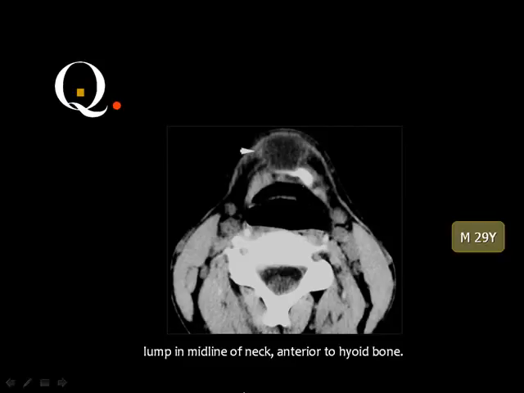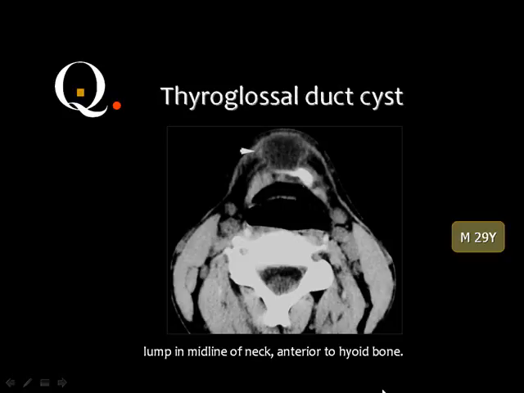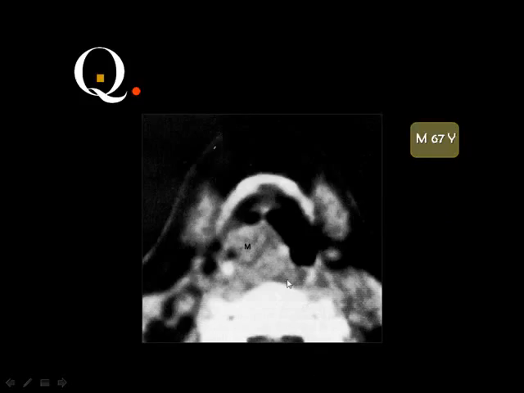What do you think about this lesion? Right? Cyst, yes. Which one? Yes, very good. This is the thyroglossal duct cyst. It is not inside the larynx, it is outside the larynx at the level of the hyoid bone. This is the most common location for the thyroglossal duct cyst. And what do you think about this mass inside the larynx?